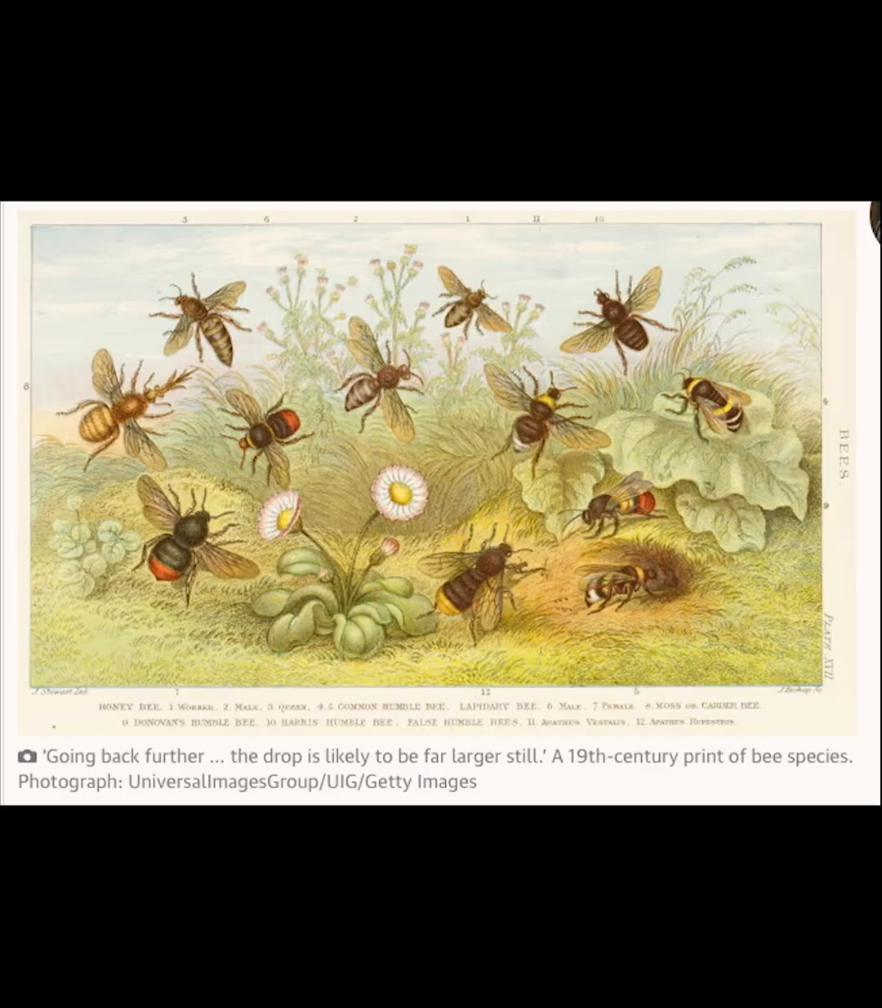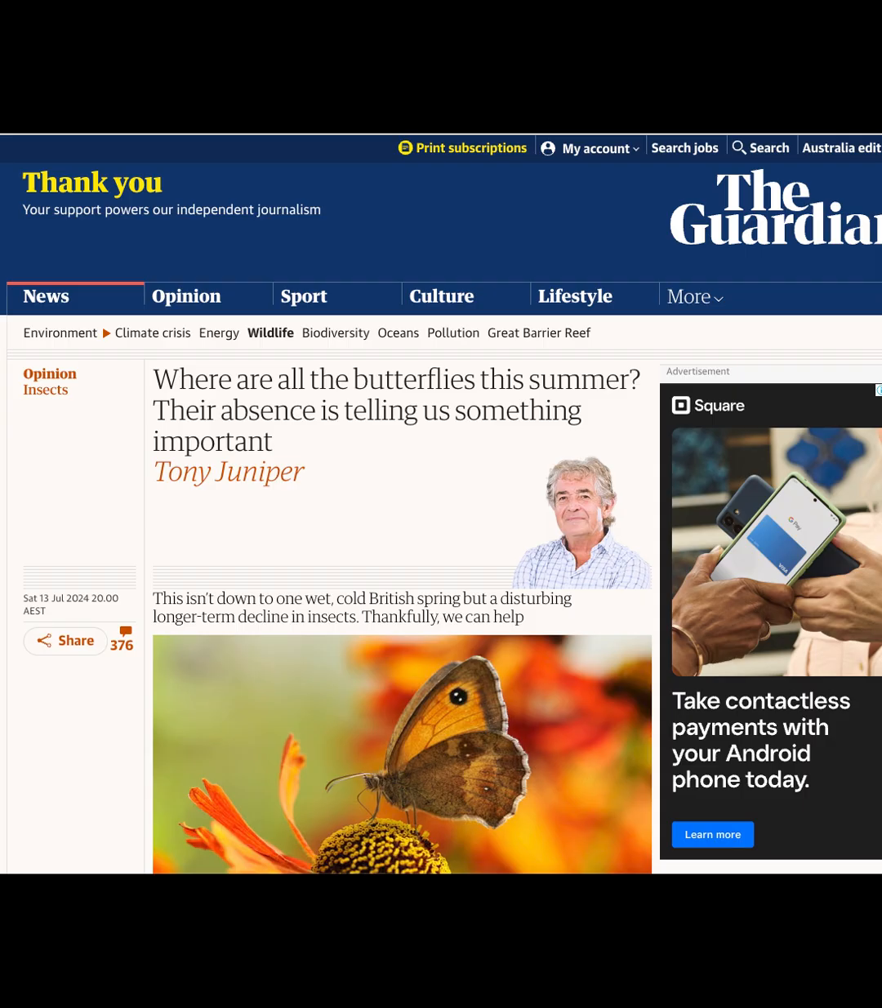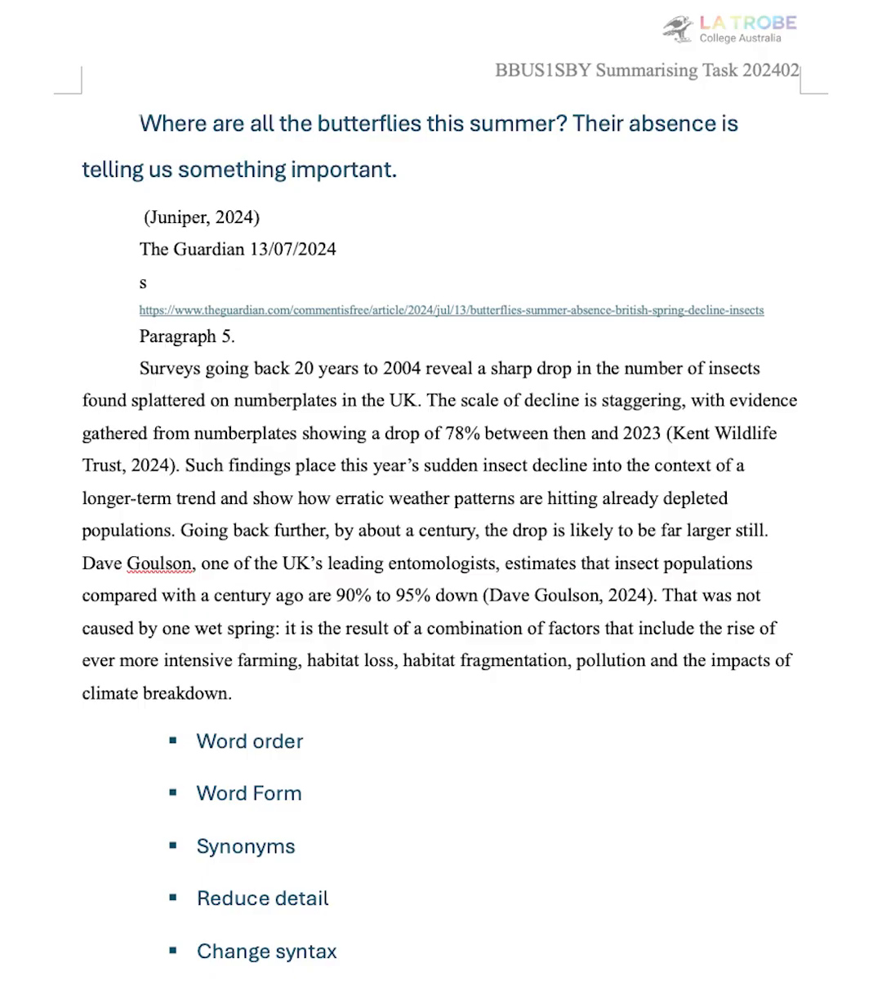Hi there, let's do some summarising practice. We'll use an article about the decline of insects written by Tony Juniper from the Guardian newspaper. Let's take a look at the text.